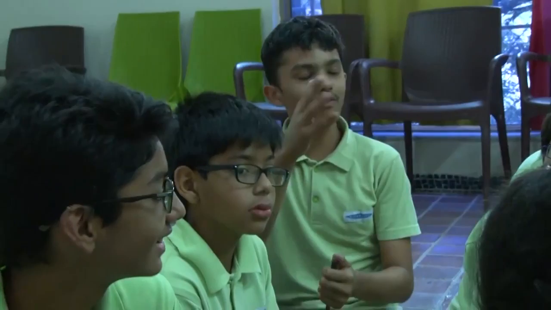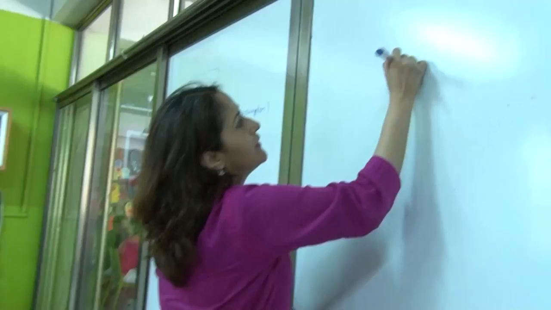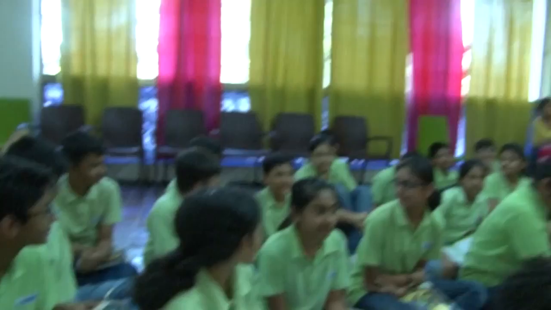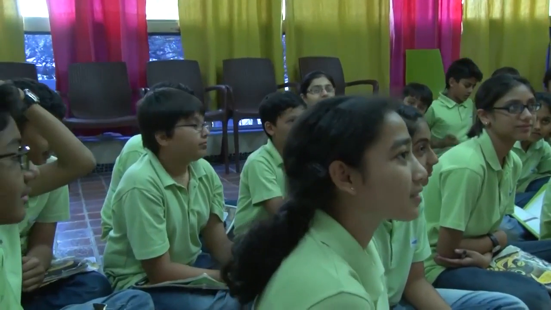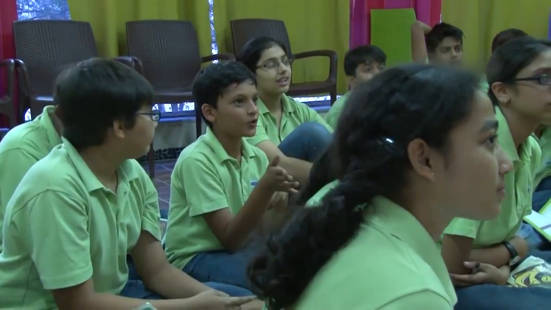So now what do we need to do? We should know what is causing the problem and why the users are dirtying the bathroom. So that means we have to become detectives. What does a detective do? Why are we calling them detectives? Because they don't just assume. They find out the cause, see what's happening, and then make their conclusions.